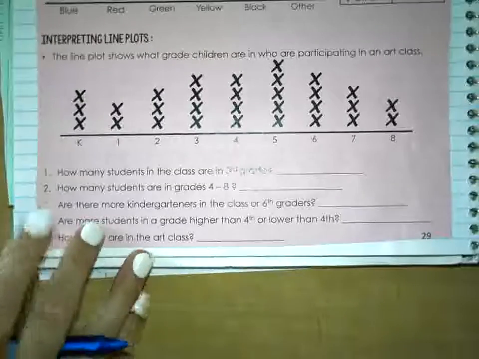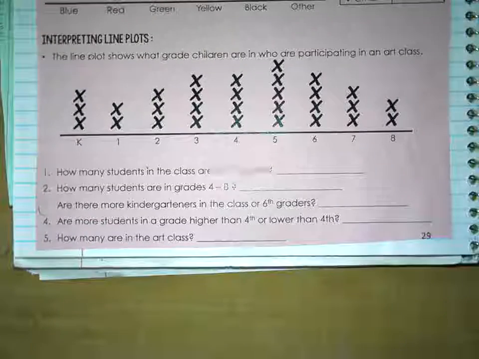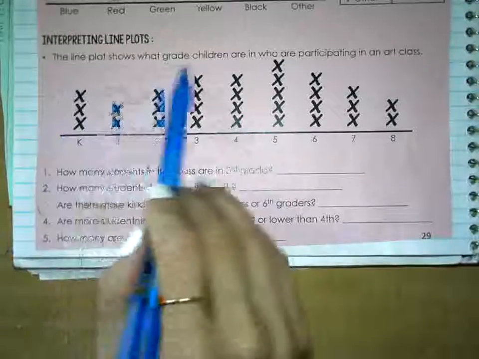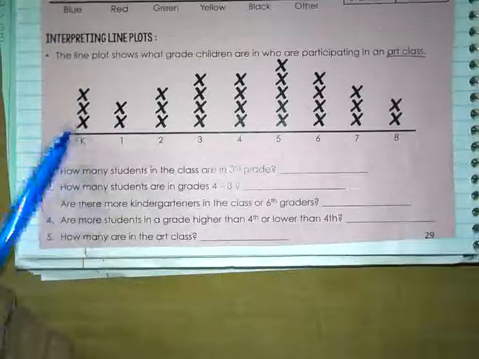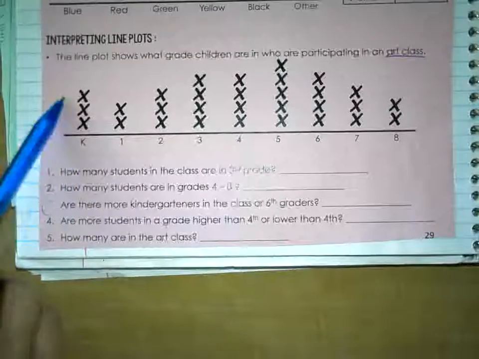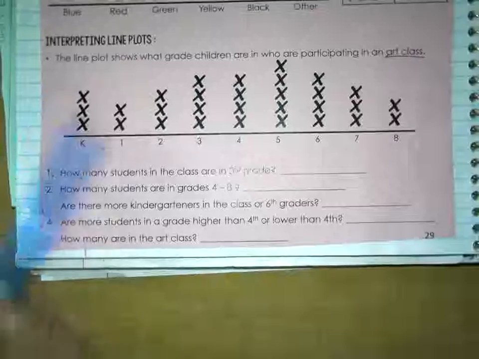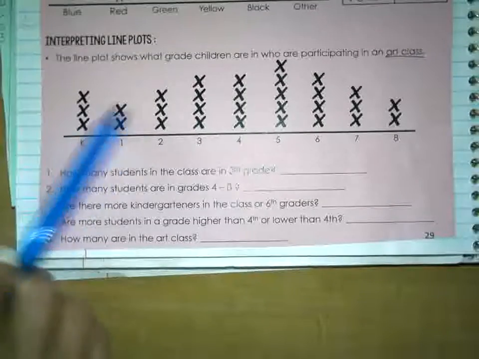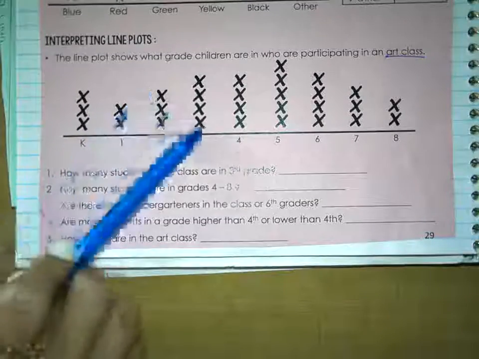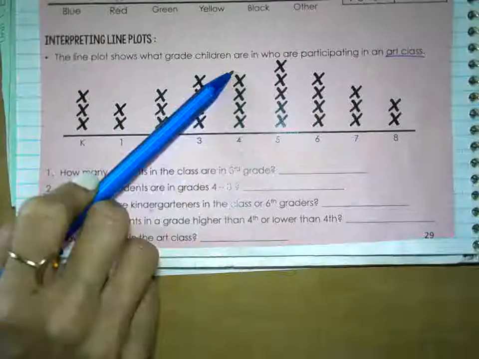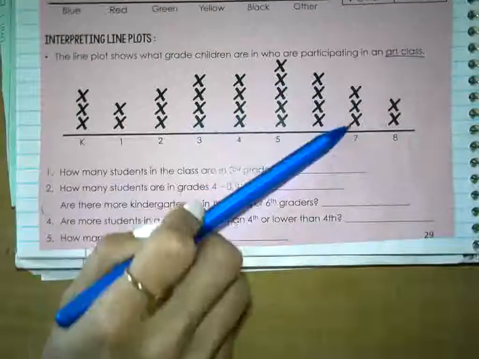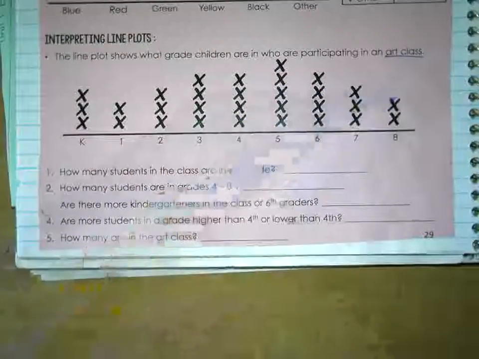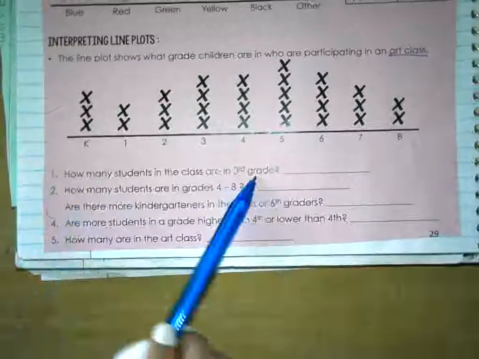But besides just drawing line plots, you have to be able to interpret them, which means answer questions. So this line plot shows what grade children are participating in art class. When there are 3 X's above K, that means there are 3 kindergarteners. There are 2 first graders. There are 3 second graders, 4 third graders, 4 fourth graders, 5 fifth graders, 4 sixth graders, 3 seventh, and 2 eighth.